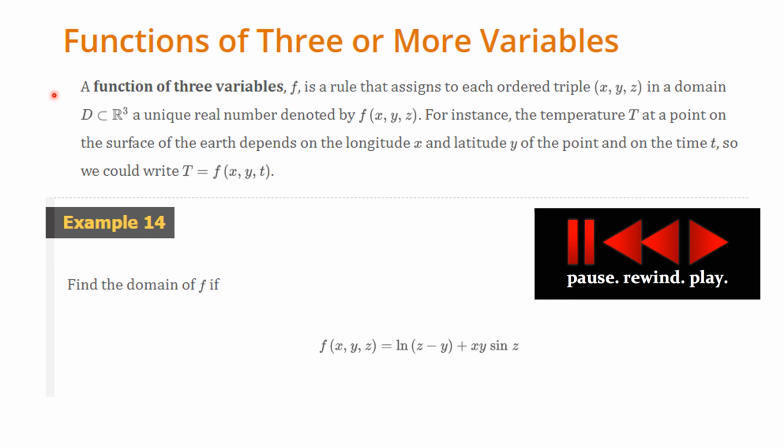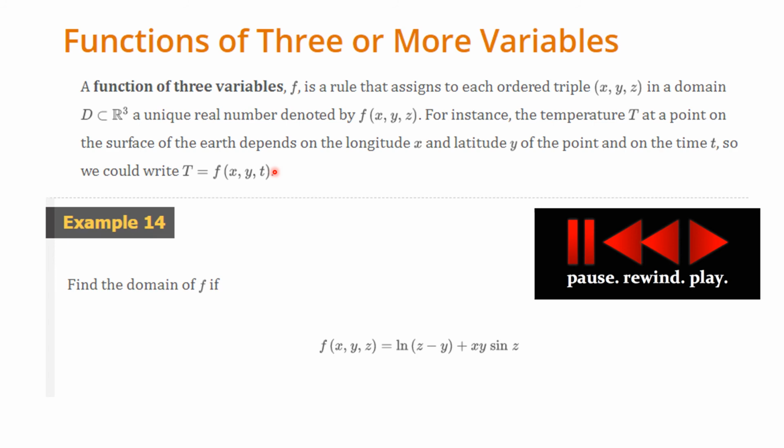But now we turn our attention to functions of 3 or more variables. A function of 3 variables, f, is a rule that assigns to each ordered triple x, y, and z in a domain that is included in R3 a unique real number denoted by f of x, y, and z. Now, geometrically, this is difficult to understand. But I can think of business problems where there are many, many more variables. And here we're talking about T perhaps being a function of longitude, latitude, and time, because it changes. So here's a problem for you.